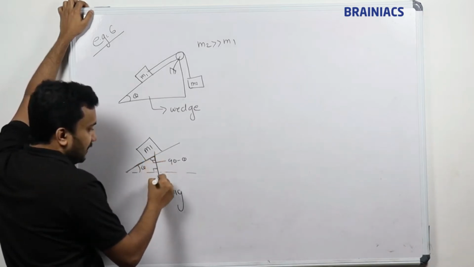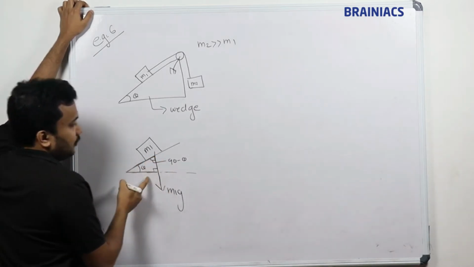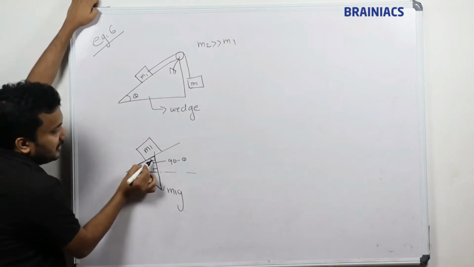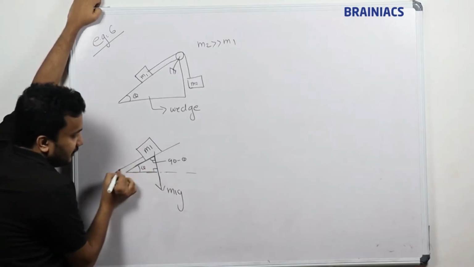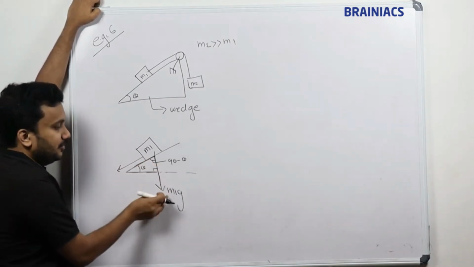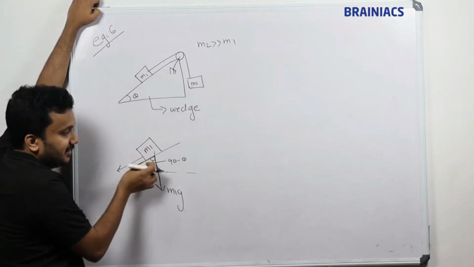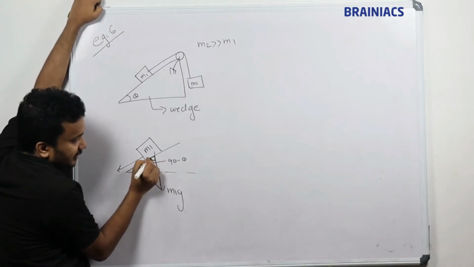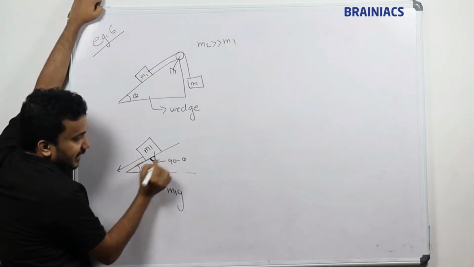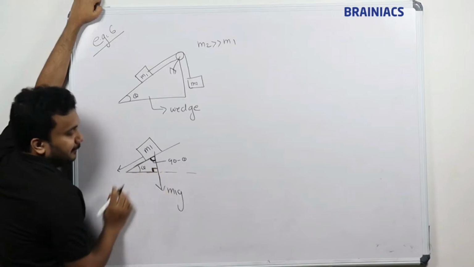This is one side, this is the other side. So now we have a triangle. This is 90 minus theta. So what will this component of force be? This is like an adjacent side here, right? This is not 90 degrees. This is 90 minus theta. This is 90 degrees.